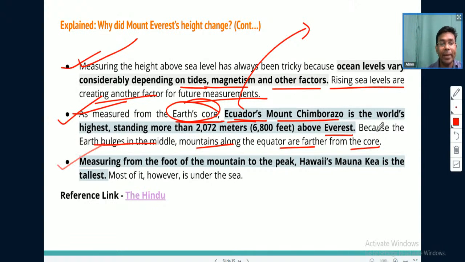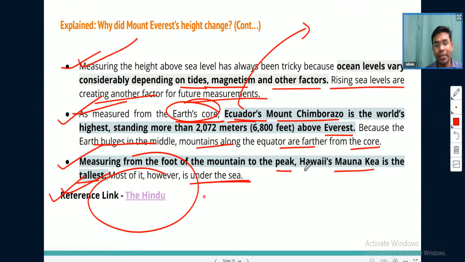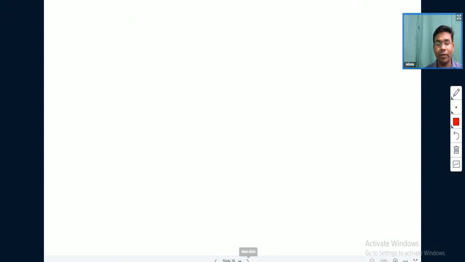Then if we measure from the foot of the mountain to the peak, Hawaii's Mauna Kea is the tallest mountain in the world. The thing is, most of Mauna Kea is undersea. So there are various criteria for measuring the height of a mountain. If you want to learn more, you can follow this reference link from The Hindu.